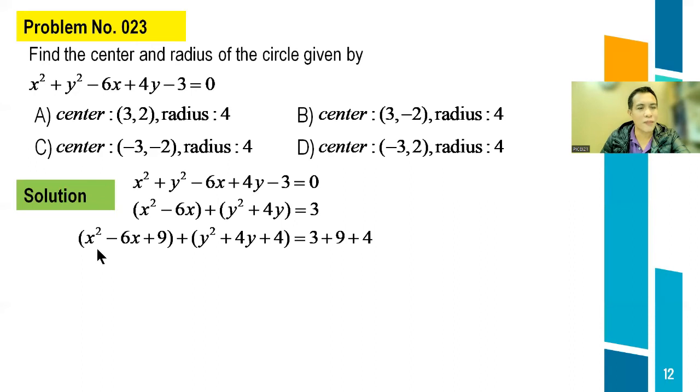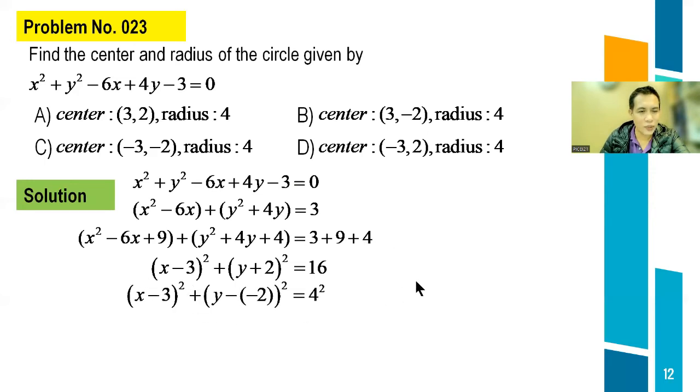So what are the factors of x squared minus 6x plus 9? That's equal to x minus 3 squared, plus y squared plus 4y plus 4. This is y plus 2 squared. And 3 plus 9 plus 4, that's 16. Then we'll take the square root.